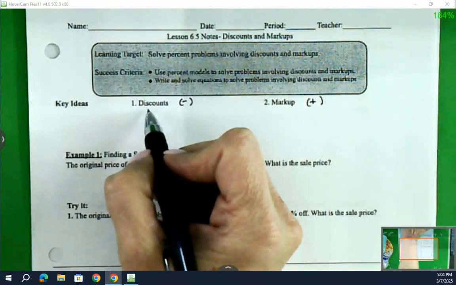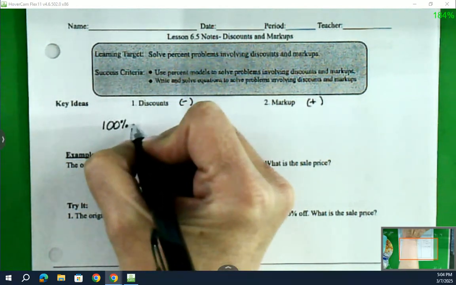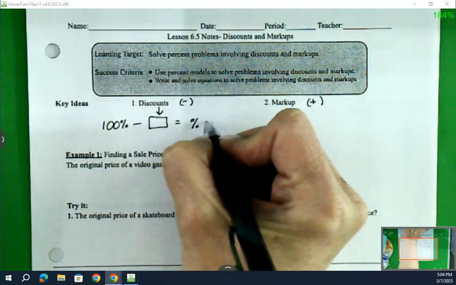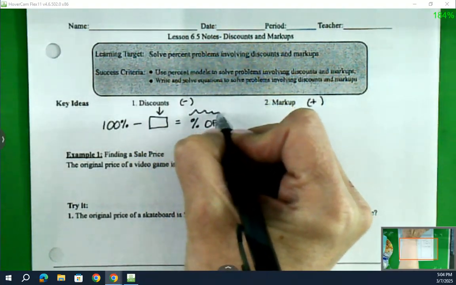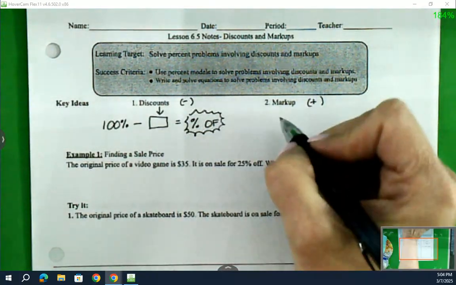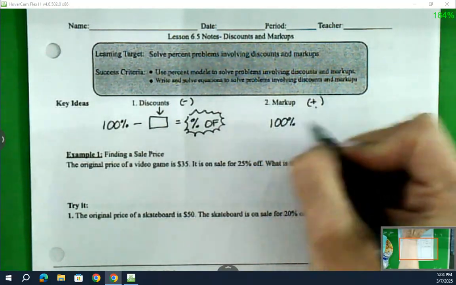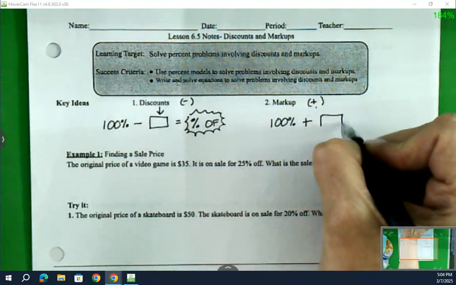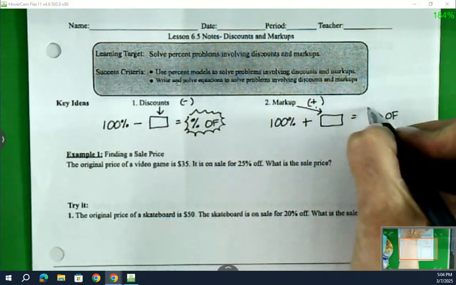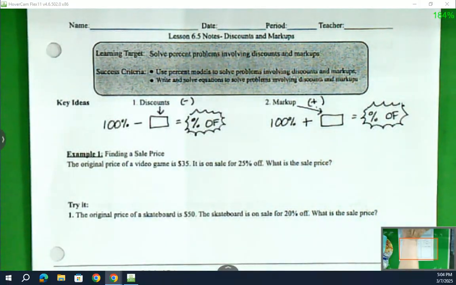To calculate our discount percent, we would do 100% minus the percentage we're given of the discount to figure out the percentage of an item that we're going to be purchasing. This is called the one-step method. Same thing with a markup, except this time we're going to add that percentage. So we would have our 100% of our item plus the markup amount, and that would give us the percentage of the original amount. So we'll do an example problem here.